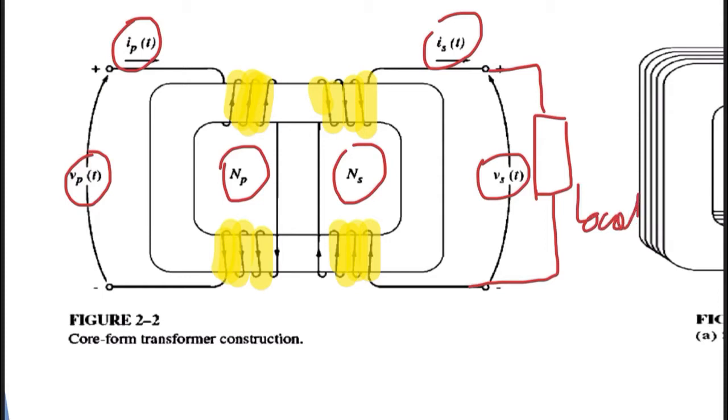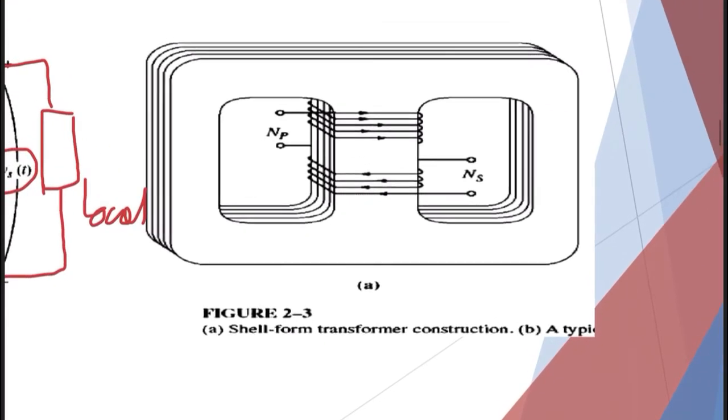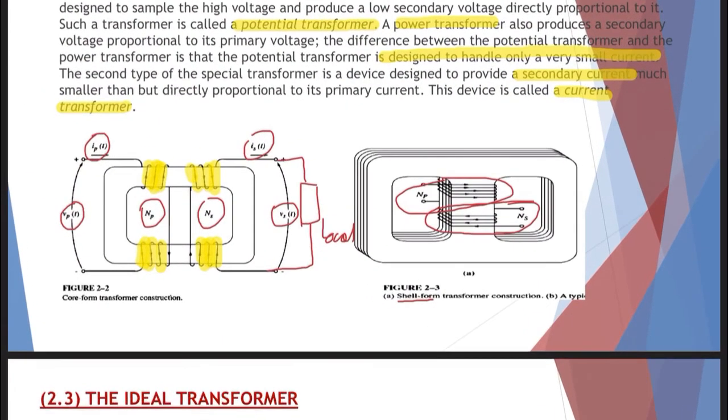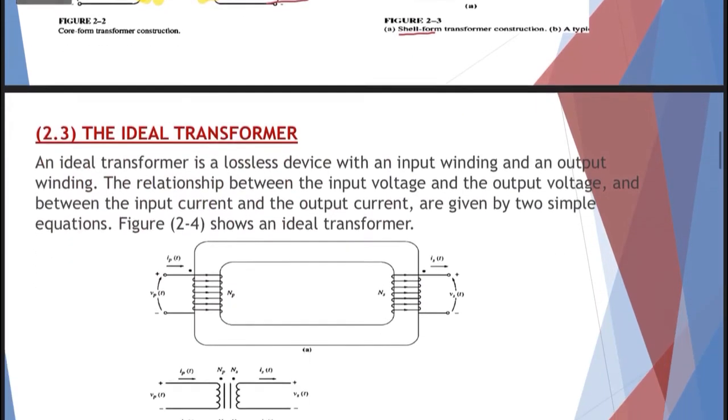This is the first type, which is the core form. We have another type, which is the shell form. In this transformer construction, as you can see, the two windings are in the middle. This is the primary winding, and this is the secondary. This is the shell form. Let's move to the next slide.